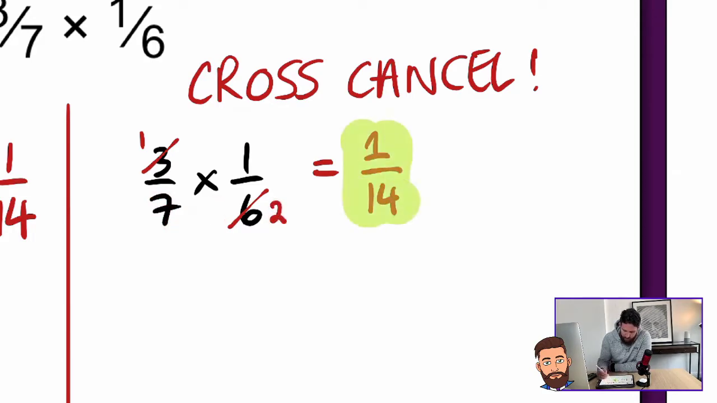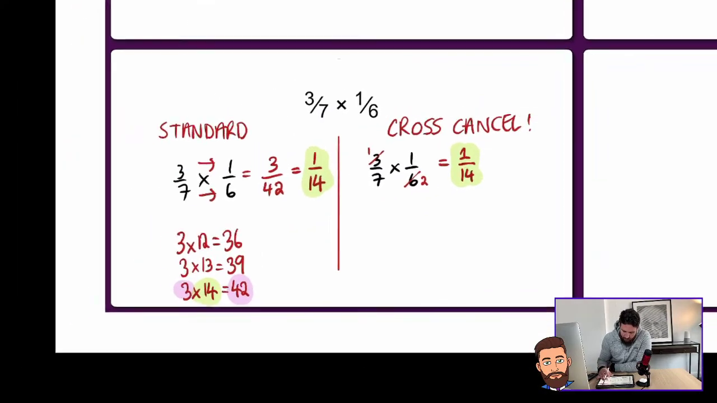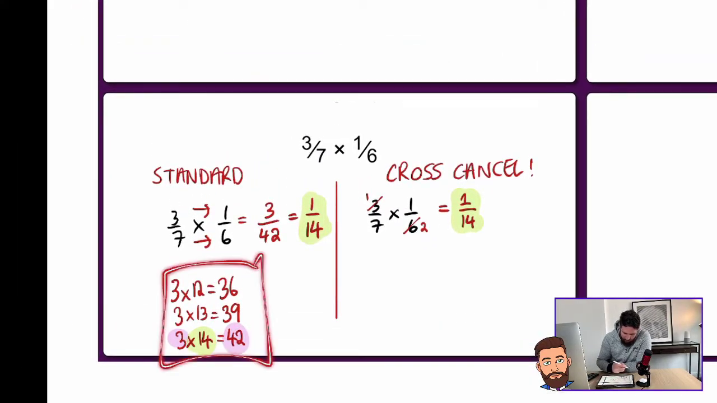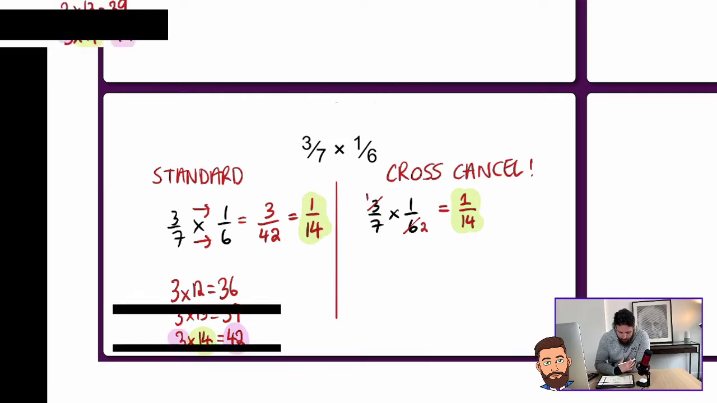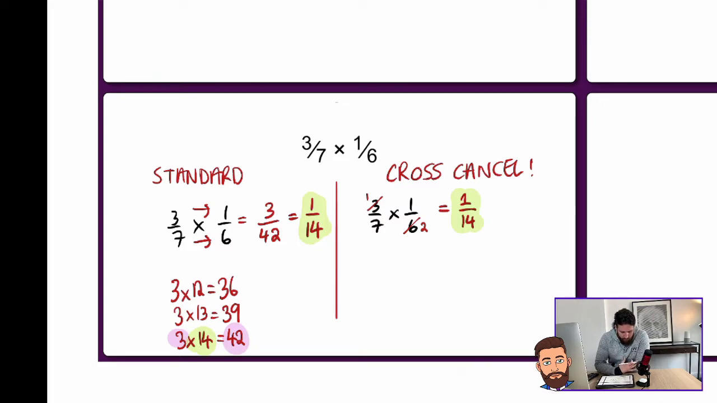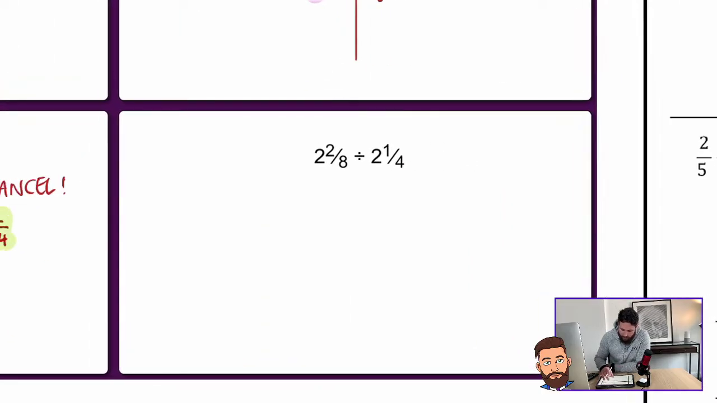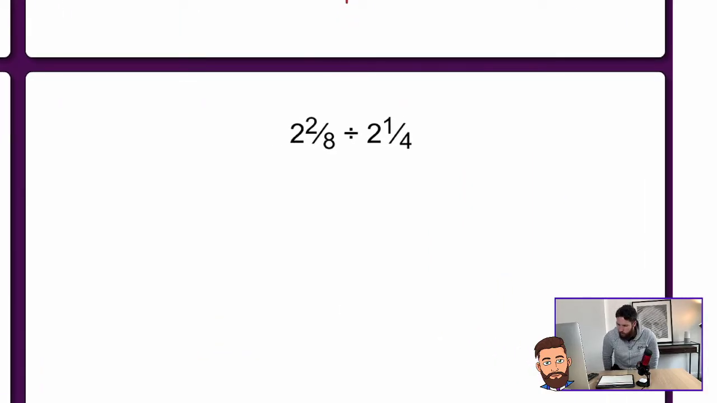And as you can see, we get the same answer without having to work out if 3 goes into 42, because we simplified, cancelled early. Really, really useful skill to be able to do. Cross-cancelling. You can't do it all the time. You can only do it when you're multiplying, and sometimes it is impossible because there are no common factors in the diagonals.